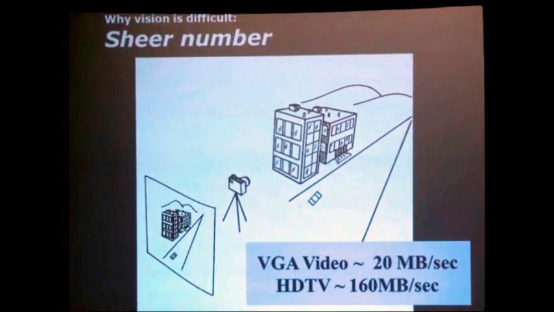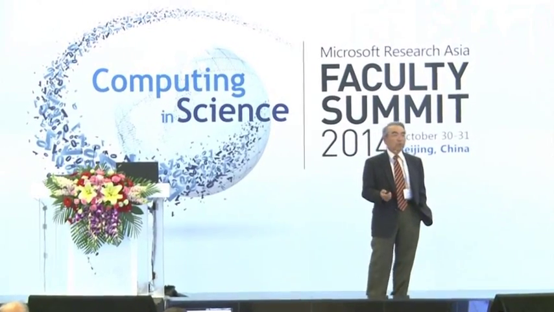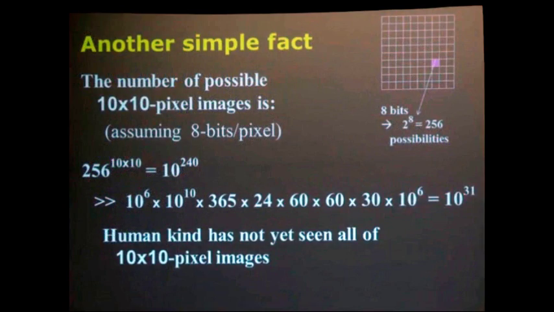Now, why is it difficult? Well, one reason is the sheer number. Even VGA video produces 20 megabytes per second. When it comes to high definition TV, 160 megabytes per second. So we have to process this much data. Indeed, it is often said that compared with speech, vision is two dimensional, and we have a lot of data, and so forth. And that's true, even though I'm not sure the sheer number is that difficult.